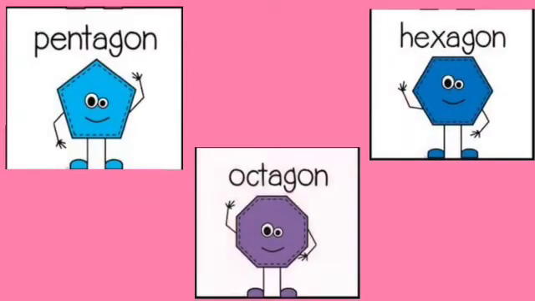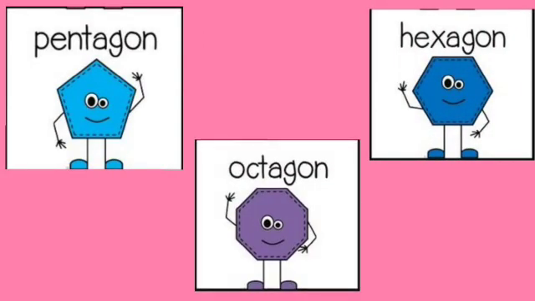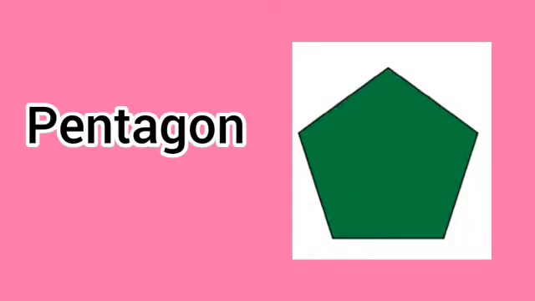Kids, in your previous session, you all had learned two-dimensional shapes. Do you all remember which shapes were those? Okay, let's revise these shapes once again. Pentagon, hexagon and octagon. Let's check out about pentagon. How many sides and corners does pentagon have?